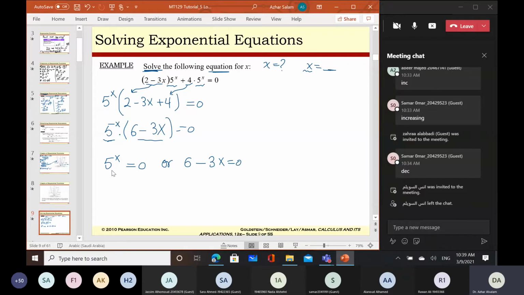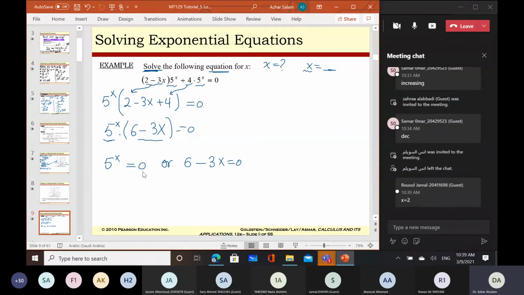Okay. Notice here that I have either this equal to 0 or this equal to 0. But from the graph or the properties of the exponential function, I know that it's not equal to 0 at all. It's always positive numbers. Yes, it's always positive numbers. So I say that 5 to the power x is not equal to 0 at all. I write it like this. 5 to the power x is not equal to 0.